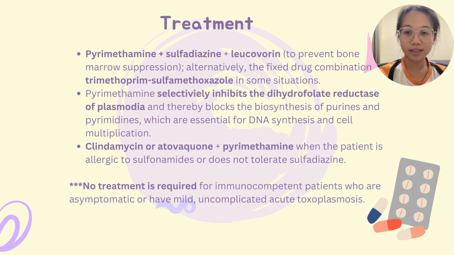The treatment plan includes the use of pyrimethamine with sulfadiazine and also leucovorin to prevent bone marrow suppression. Pyrimethamine selectively inhibits the dihydrofolate reductase of the parasite, and it will block the biosynthesis of purines and pyrimidines, which are essential for DNA synthesis and cell multiplication. We can also use clindamycin or atovaquone with pyrimethamine when the patient is allergic to sulfonamides or does not tolerate sulfadiazine. Remember, no treatment is required for immunocompetent patients who are asymptomatic or have mild or uncomplicated acute toxoplasmosis.